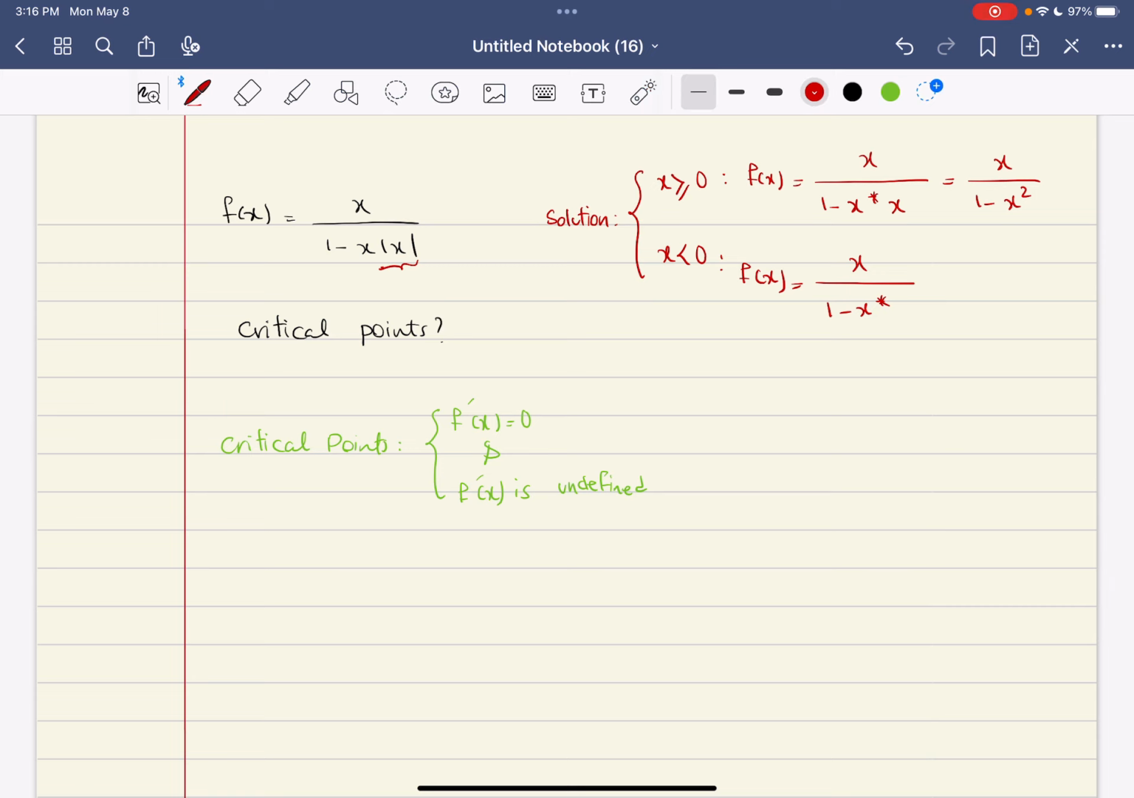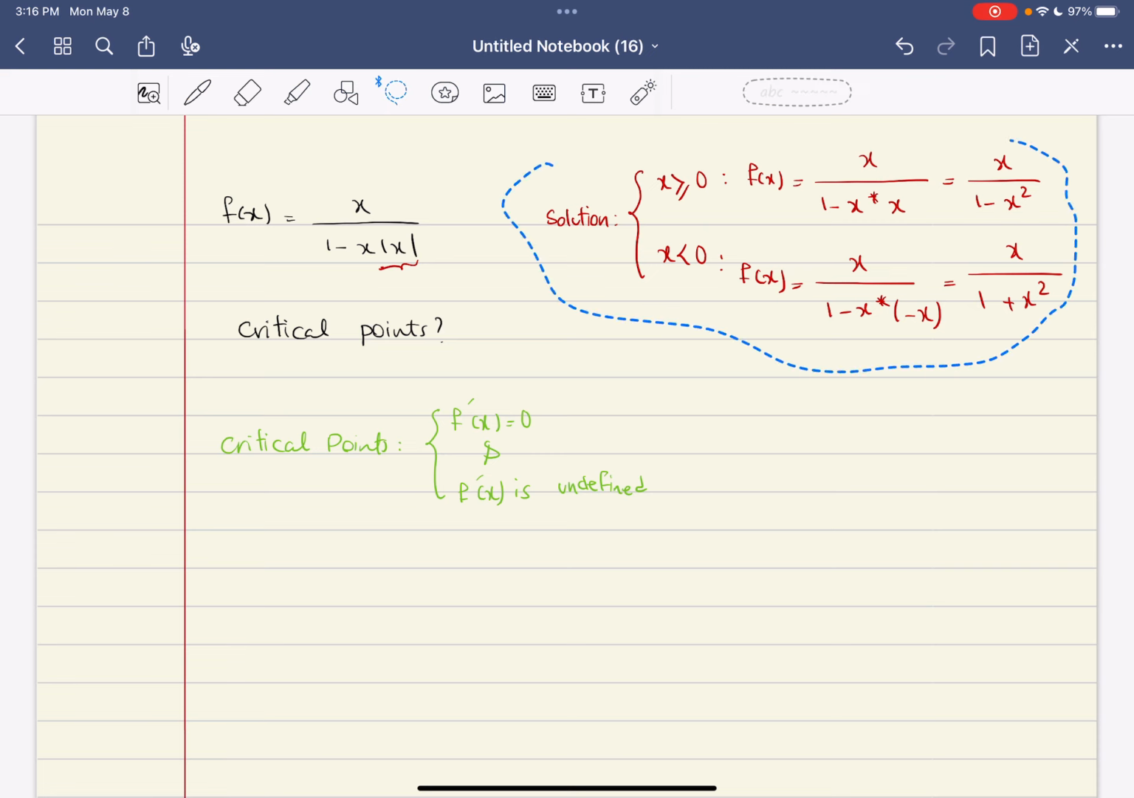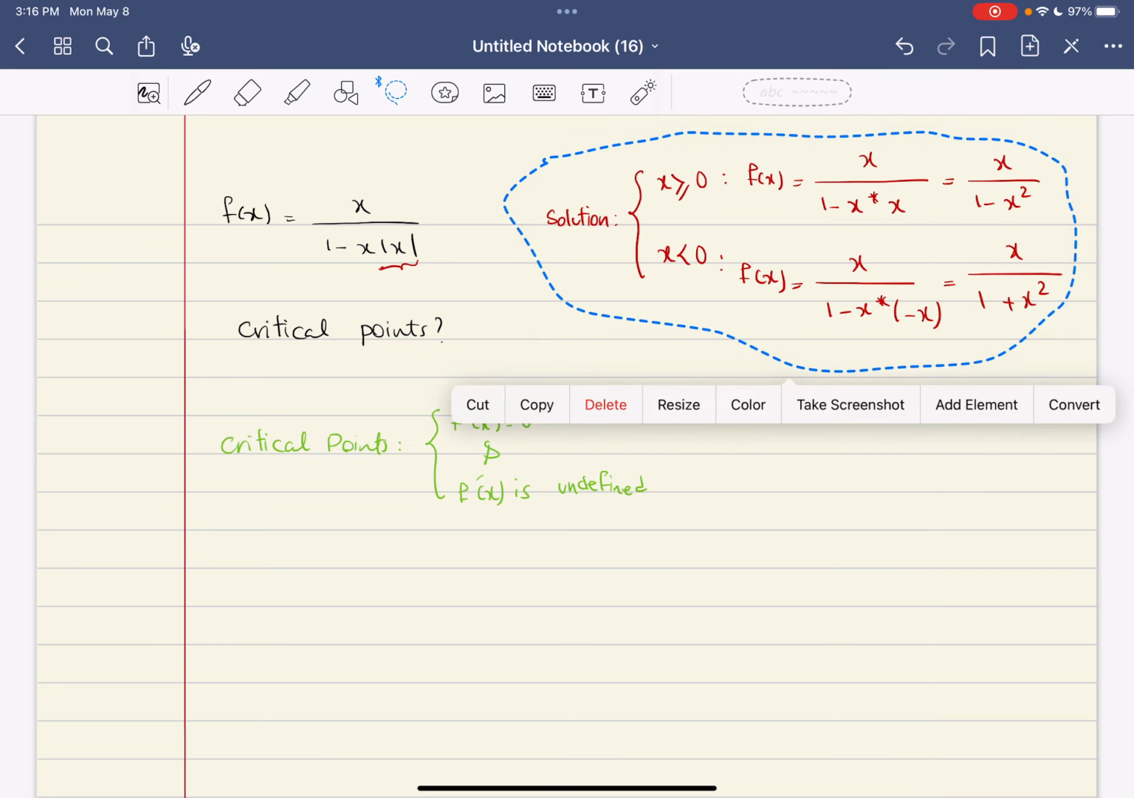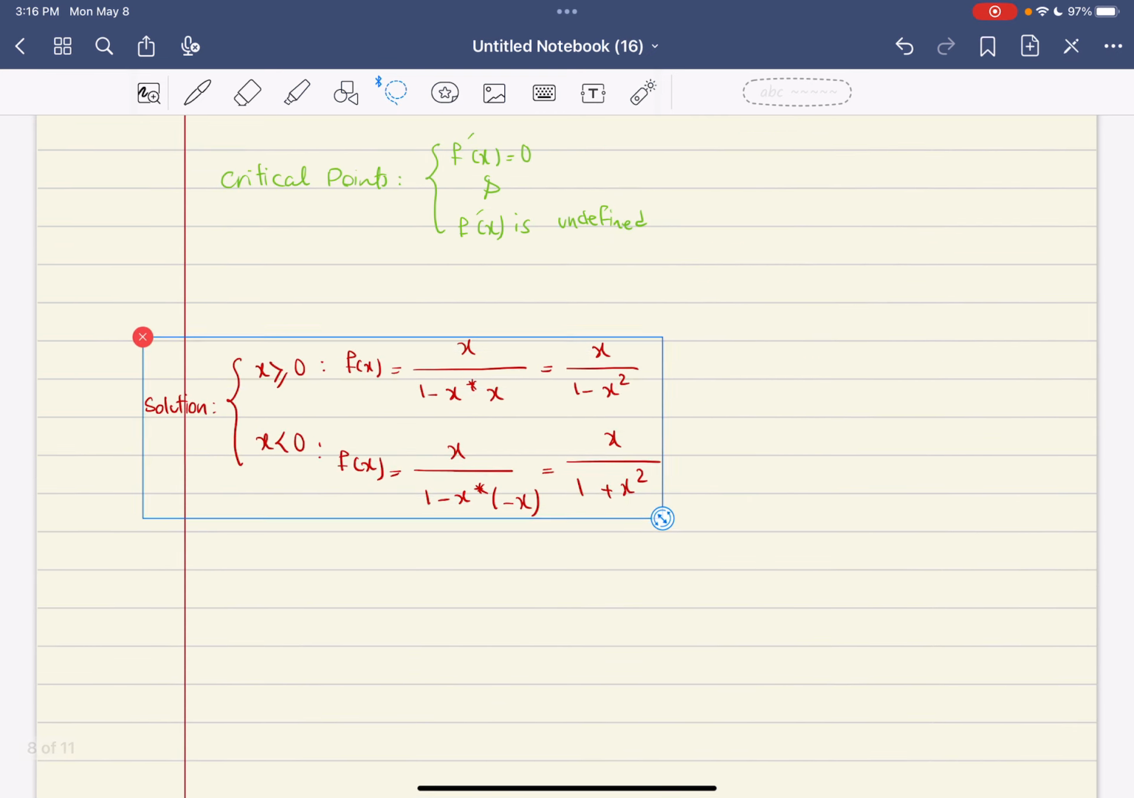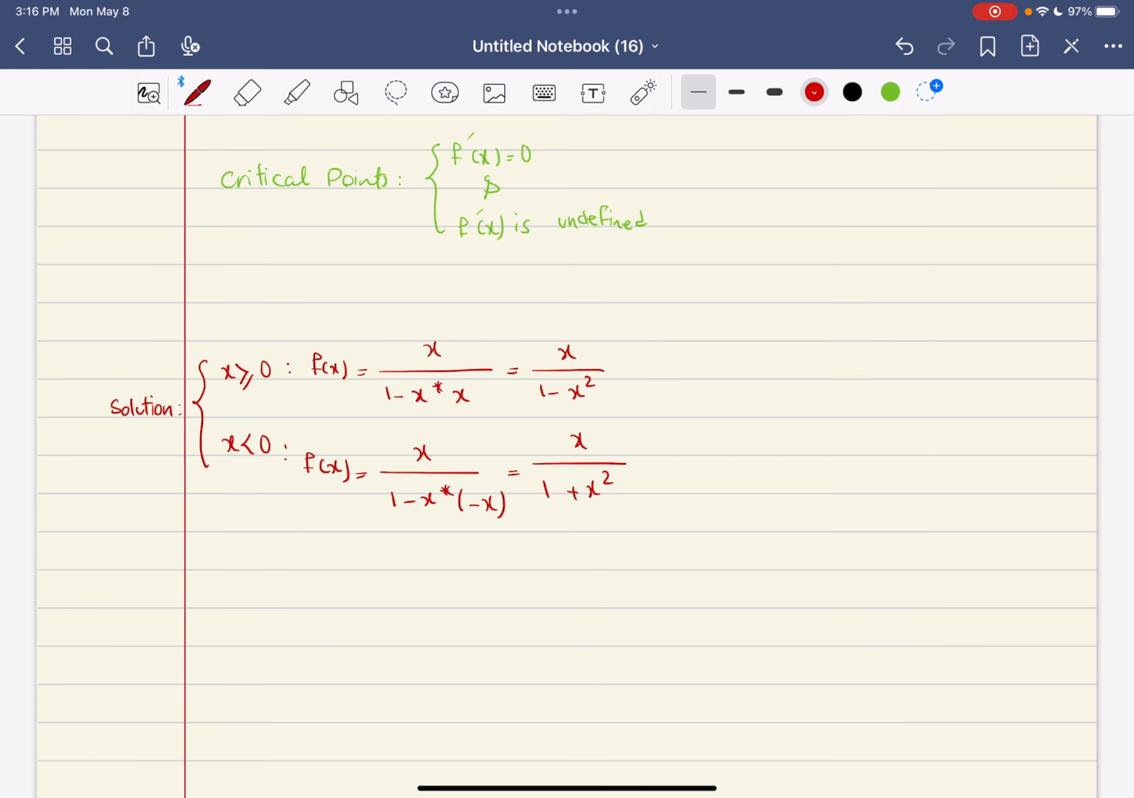Let's go ahead. So it would be x times negative x, which equals x over 1 minus x times minus x, which would be positive x to the power of 2. So let's copy and paste the solution in a new line.